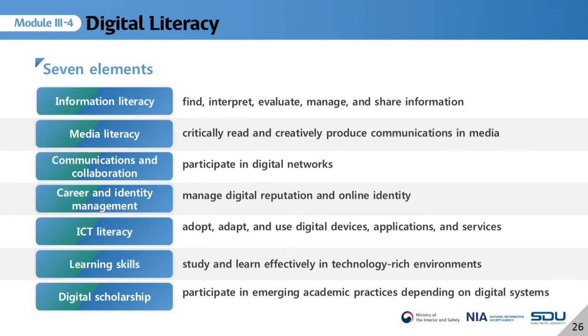Next issue is about digital literacy. Digital literacy has seven different types of elements. First is information literacy. Information literacy is the ability to find, interpret, evaluate, manage, and share information. Second literacy is media literacy. People can critically read and creatively produce communication in media.